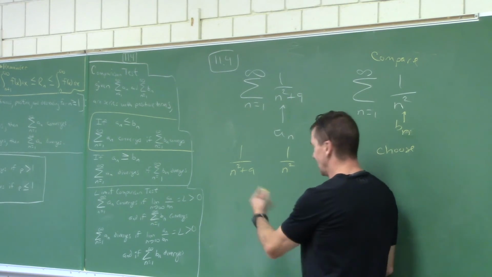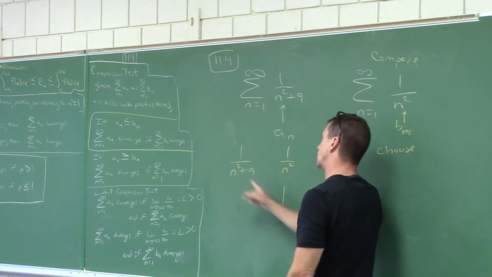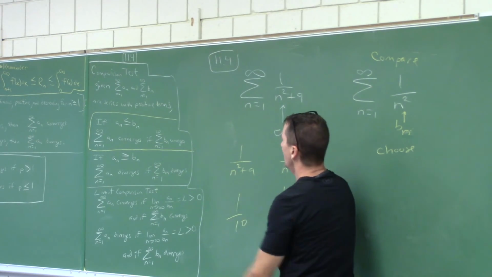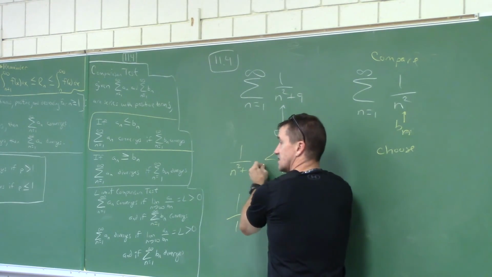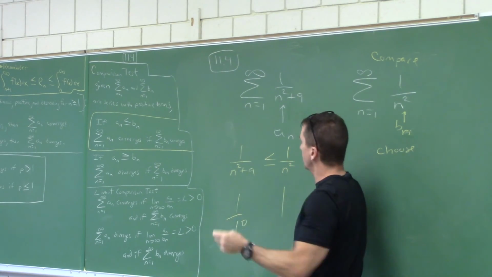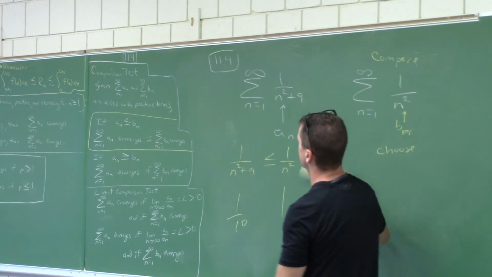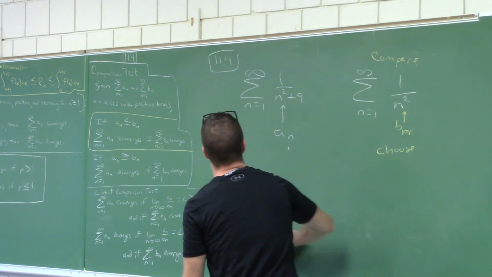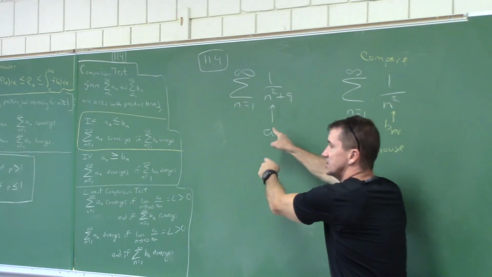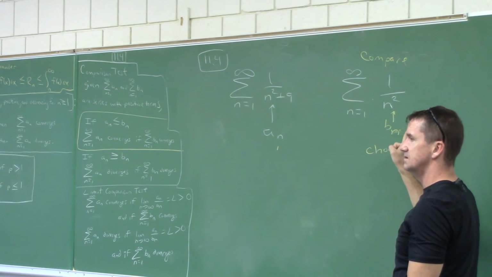Let's plug in a number. If I plug in a 1 here, what's that? 1. If I plug in a 1 over here, what do you get? 1/10. Which one's smaller? So this one is always going to be less than or equal to the other for n equal to 1 and higher. So this is less than this. As long as this guy converges, then this one has to converge. Does this converge? Yes.